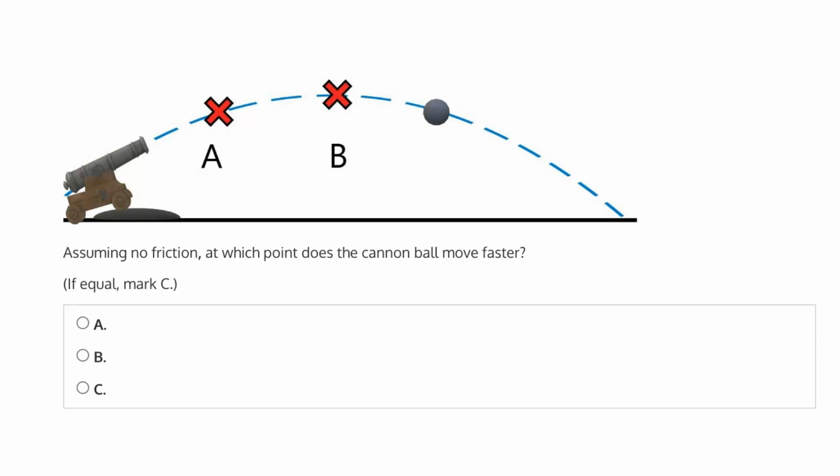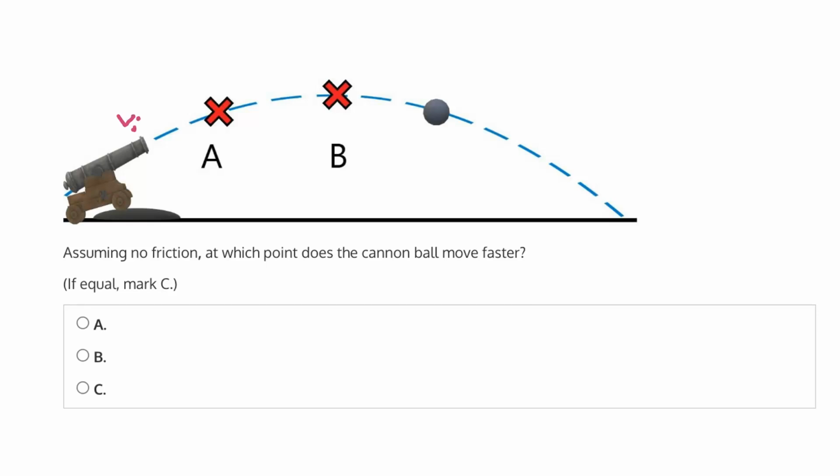This question says, assuming no friction, at which point does the cannonball move faster? Point A, point B, or if equal, then mark C. So this cannon is aimed up and to the right and is shot with some initial velocity VI.